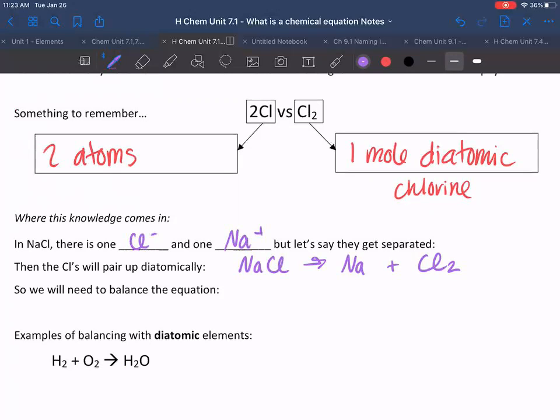And so now this isn't balanced. So we need to balance it. And the way to do so is that we know we're going to have to put a 2 in front of NaCl because it only has 1 chlorine. If we put a 2 in front of it, now we have 2 chlorines. But then now we also need 2 sodiums on both sides. So on the right side, you're just throwing a 2 in front of the Na. And now we have our balanced equation.